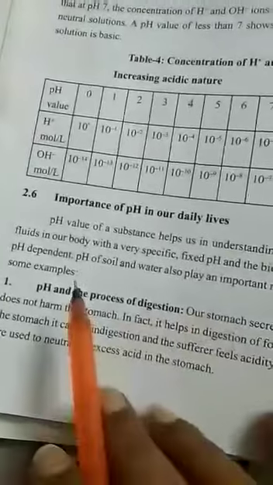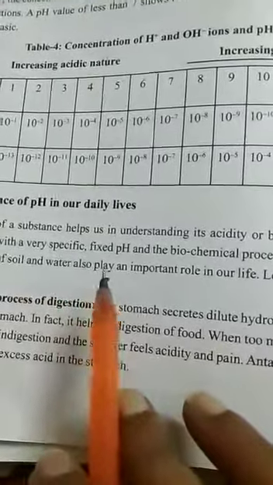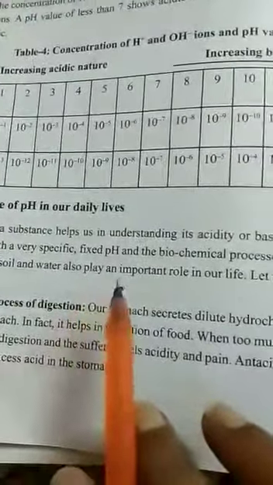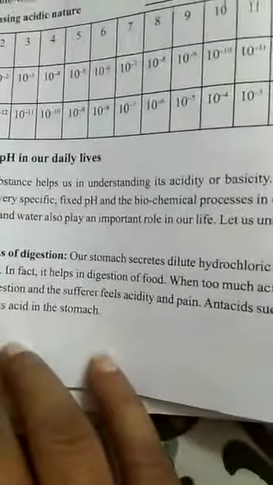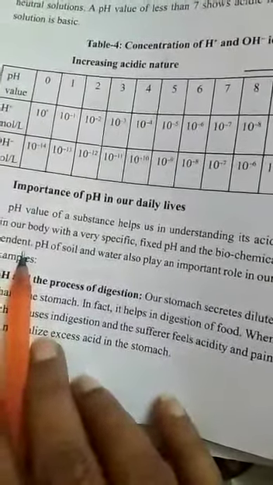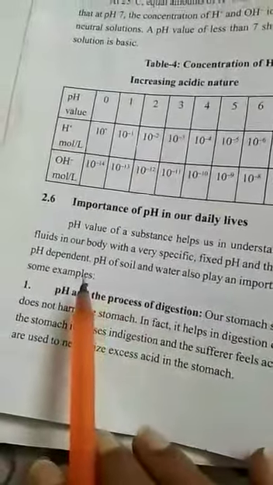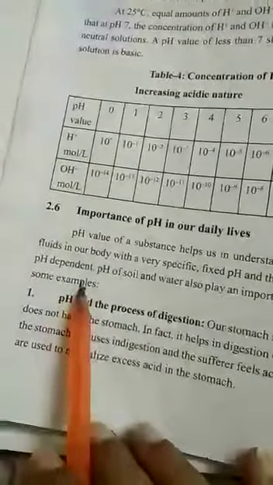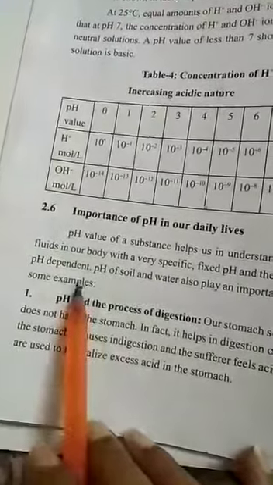There are many fluids in our body, each with a very specific, fixed pH, and biochemical processes in our body are also pH dependent. The digestion process and blood are all affected. These processes depend on pH. Our digestive process and the pH value in blood, all of this.